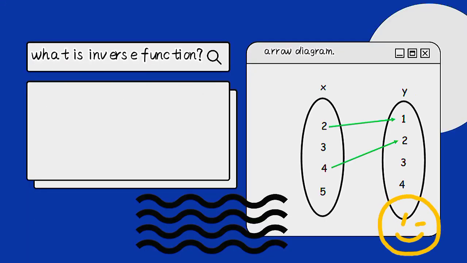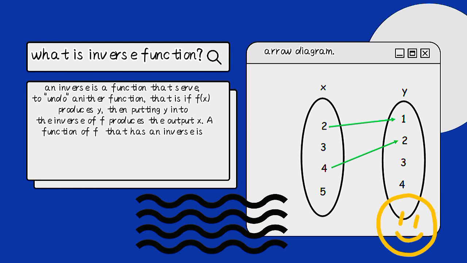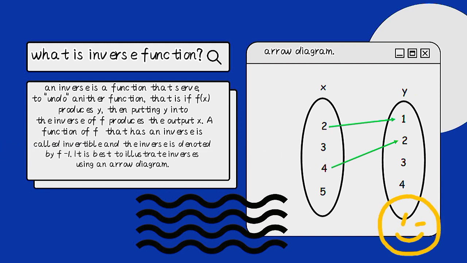What is an inverse function? An inverse is a function that serves to undo another function. That is, if f of x produces y, then putting y into the inverse of f produces the output x. A function f that has an inverse is called invertible, and the inverse is denoted by f raised to negative 1. It is best to illustrate inverses using an arrow diagram.